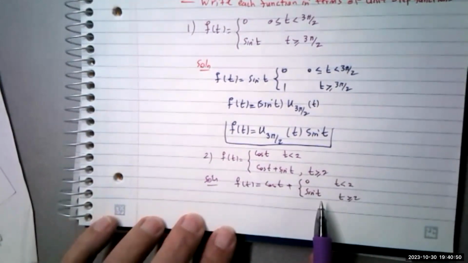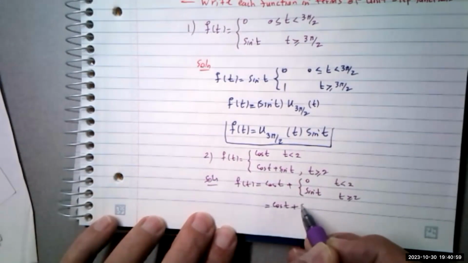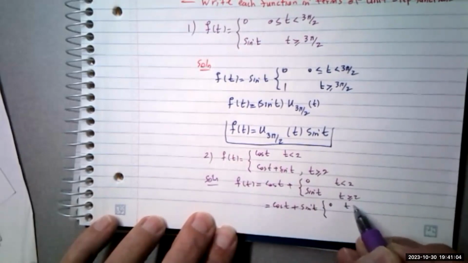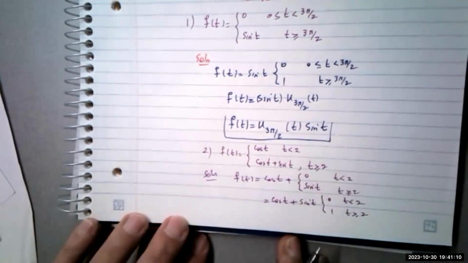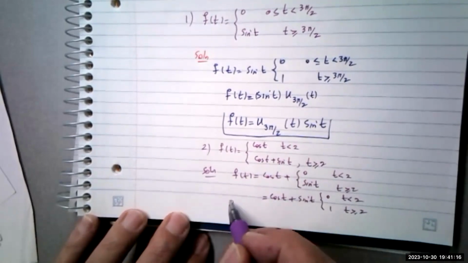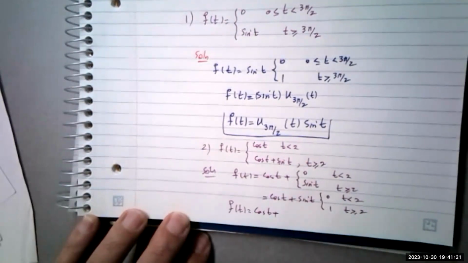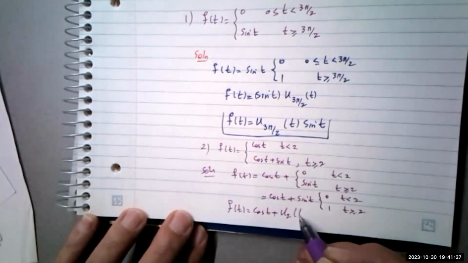Now you pull out the sine t, as we did for the other one. So it's going to be cosine t plus sine t times 0 for t less than 2, and 1 for t greater than or equal to 2. Now we get to the unit step function at the base 2. So what's going to be f of t? F of t would be cosine t plus u2 of t times sine of t.